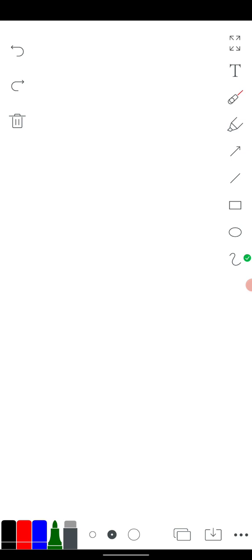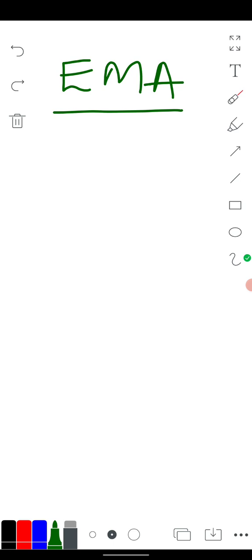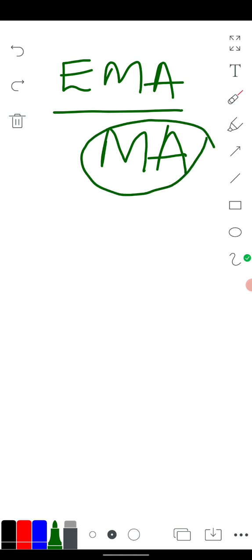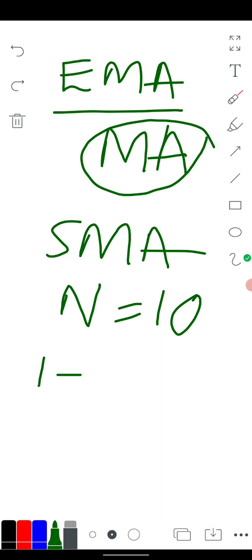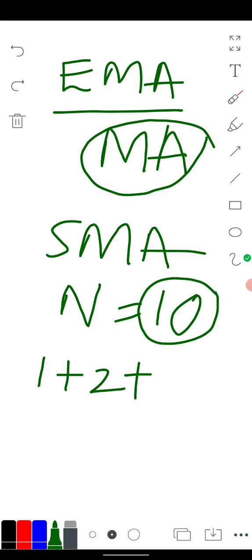And this EMA is nothing but exponential moving average, and this exponential moving average is calculated based on moving averages. If you know, SMA is simple moving average. It depends on n equal to 10. In the sense, it will be calculating the last 10 close prices. This n is also called the period, N period, nothing but the number of close prices.